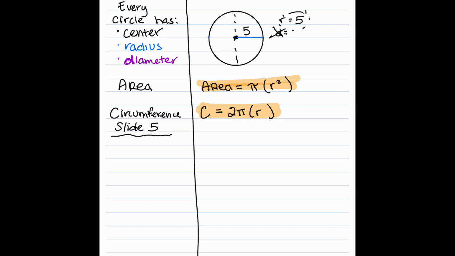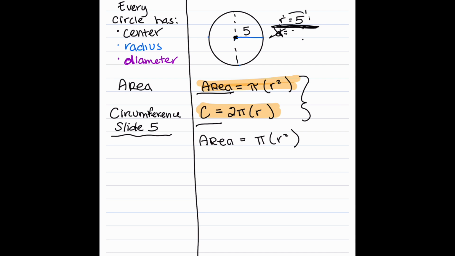Now I'm going to use that in each of these equations to find the area and then the circumference. Let's do the area first. So my area formula is pi times r squared. And this is just a formula that is given.